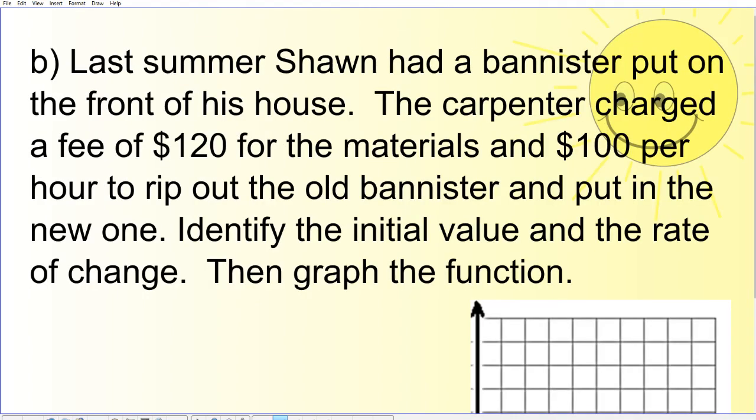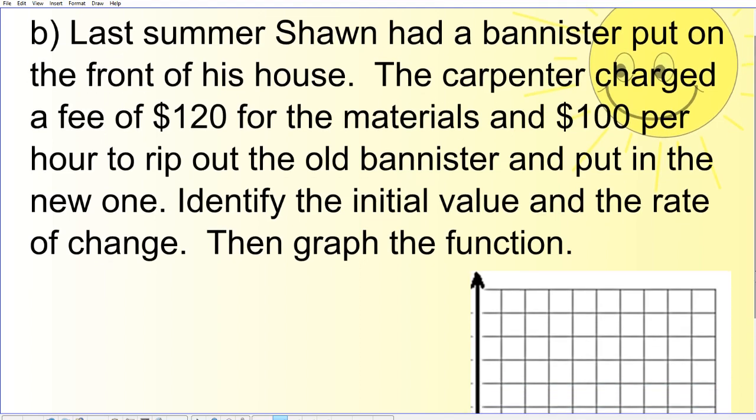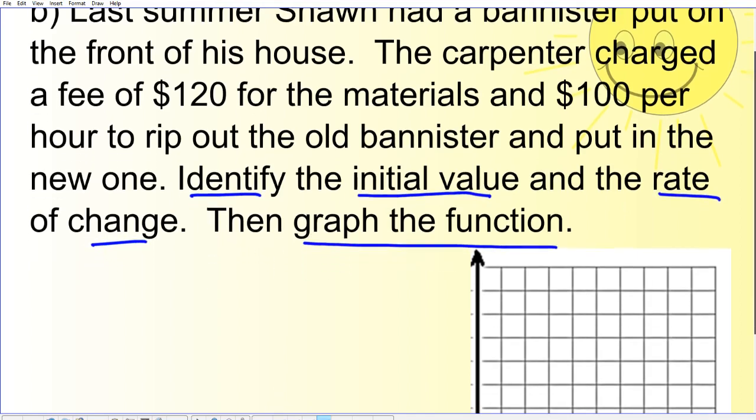Letter B. Last summer, Sean had a banister put on the front of his house. The carpenter charged a fee of $120 for materials and $100 per hour to rip out the old banister and put in the new one. Identify the initial value and the rate of change. Then graph the function. Okay, so the verbs. They want me to identify the initial value, the rate of change, then graph the function. Those are my verbs. That's the things they want me to do.